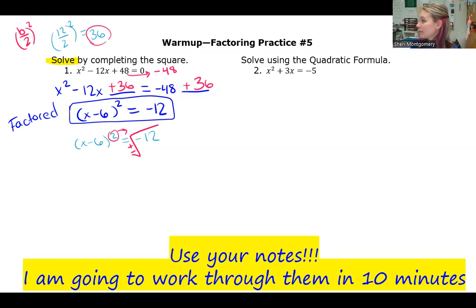Now, sometimes I feel like it's easy to work with the square root part off to the side, because then you don't have to keep rewriting the whole problem. So I'm going to take that square root of negative 12 just over here, and I'm going to work with it. So this was another video, simplifying square roots. So off to the side, I'm going to take the square root of negative 12 and I'm going to reduce it.